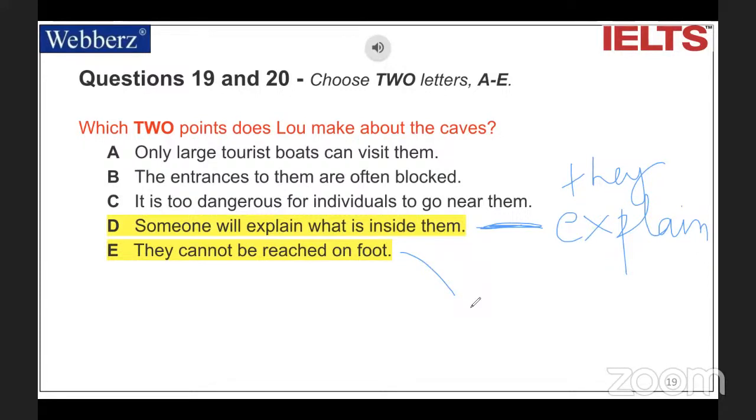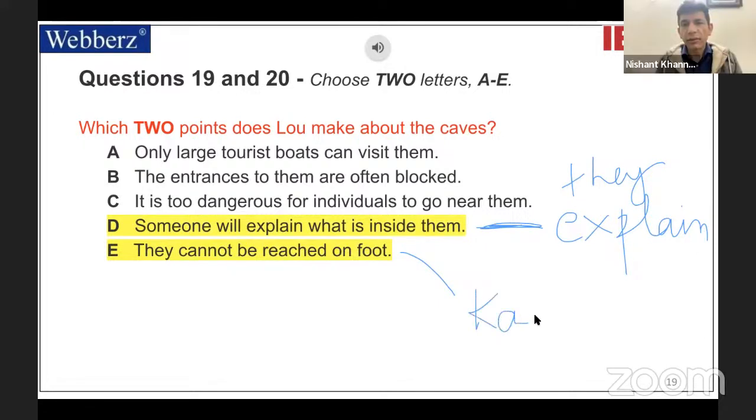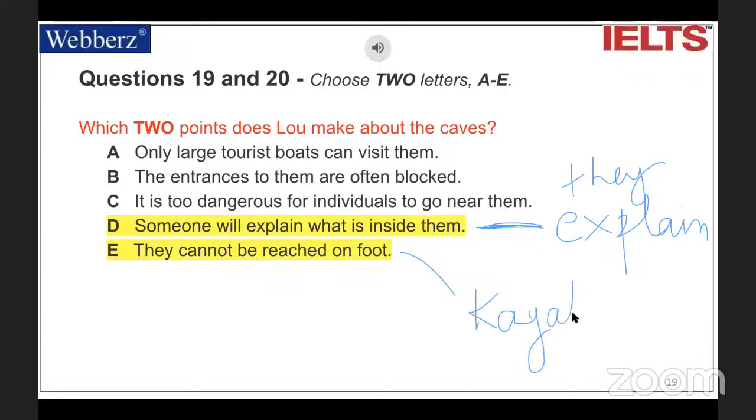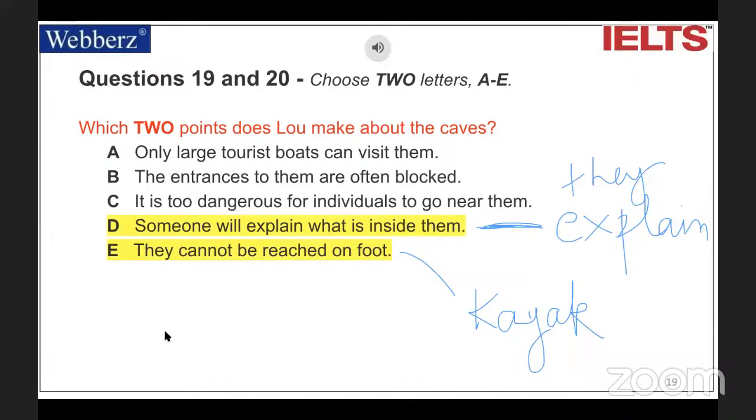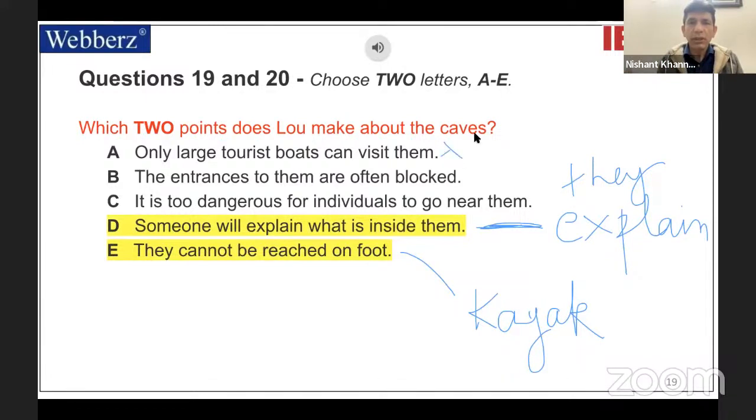Okay, so let me hear from Mithul. Mithul, why do you think it's E? Yes, sir. Why is it E? Sir, because he said that you can take one thing there. Food. You can go by a kayak. Yeah. You know what a kayak is? Not food. Kayak is a very narrow boat. It's called a kayak. They say they cannot be reached on foot. So he did not talk about this. But these two things he spoke and he paraphrased them.